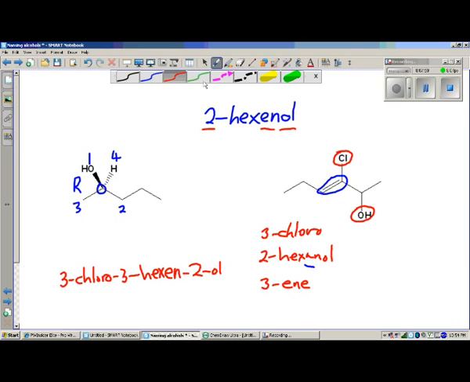That's quite a long name there, but you can see it still conforms to the 3-barreled naming system. The prefix, the parent name, and the suffix. It's just that the parent name is a little bit more complicated because of the fact we have the alkene there. Alright. Okay, let's move on.